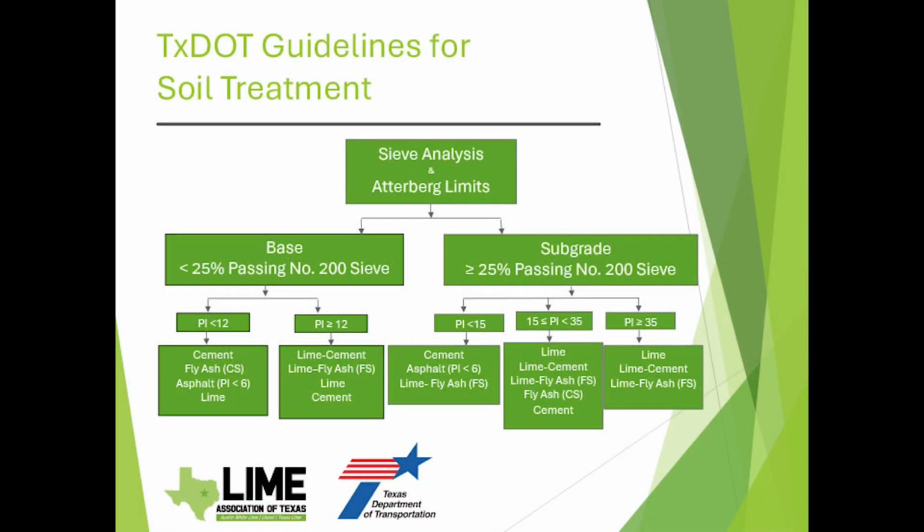So on the subgrade side, if you have a subgrade with a lot of material passing the 200 but it's not high PI, so if it's less than a 15 PI, the TxDOT guideline here is still going to say use cement would be your first choice. And as you go down the list, you get into lime.